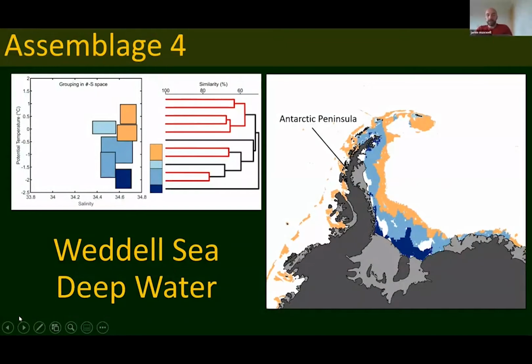Next, we have assemblage 4, which is most like Weddell Sea deep water. It's the first one to properly kind of escape the Weddell Sea. This assemblage had the second highest number of species at 105 species, but it by far had the highest number of unique species. So 21% of the species within this were only found within this group. It also had the highest number of genera, with 20 of the 23 within the data set found within this water group, within these conditions.